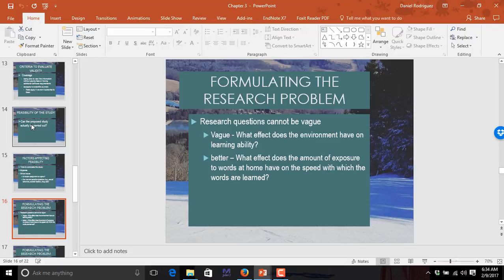Okay, so here's an example of a vague one. What effect does the environment have on learning ability? So you'd say, like, what the heck does environment mean? A better question is, excuse me, what effect does the amount of exposure to words at home have on the speed with which the words are learned? I mean, that's pretty specific there, right? And the specificity provides an operational definition of our variables. Our two variables here are environment, and the other is learning ability. What I did was I operationally defined them to make it a lot easier.